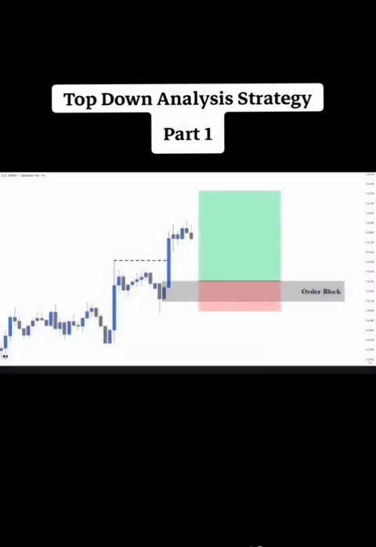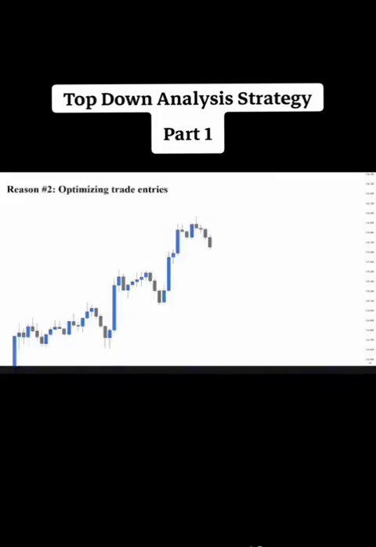So that could be a perfect trade, since we have combined higher time frame levels and directional bias with a lower time frame entry setup. Number 3. Optimizing trade entries. Analyzing multiple time frames allows traders to identify optimal trade entry and exit points.